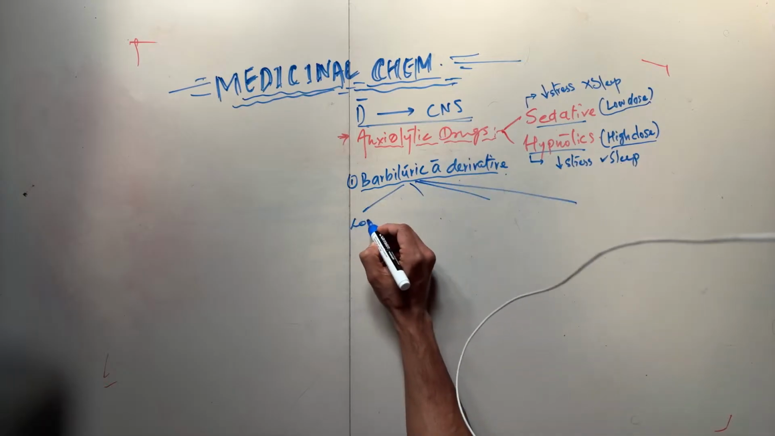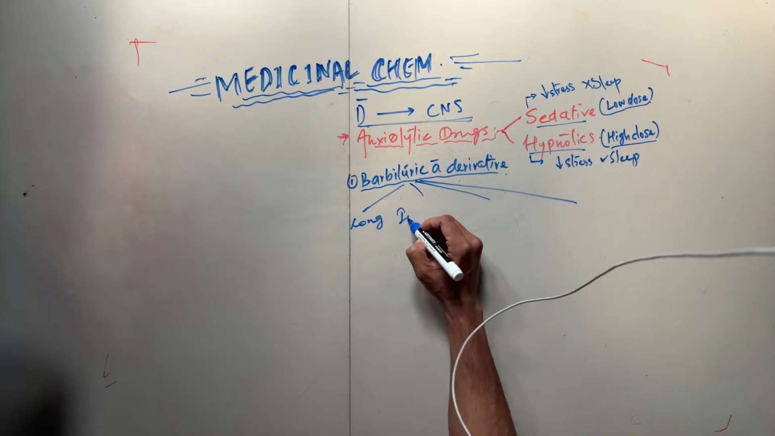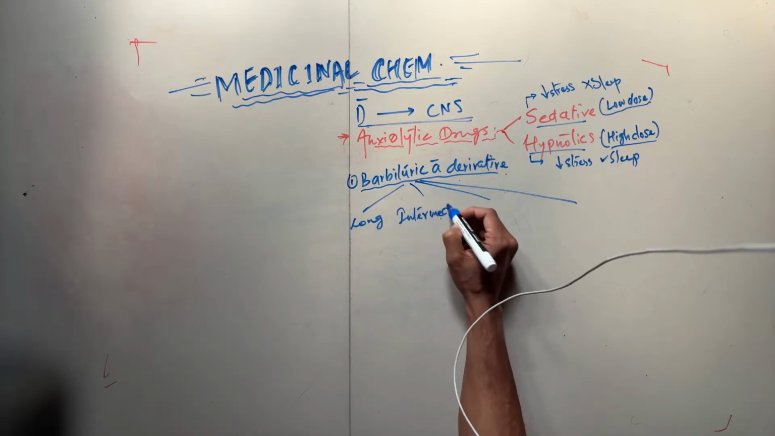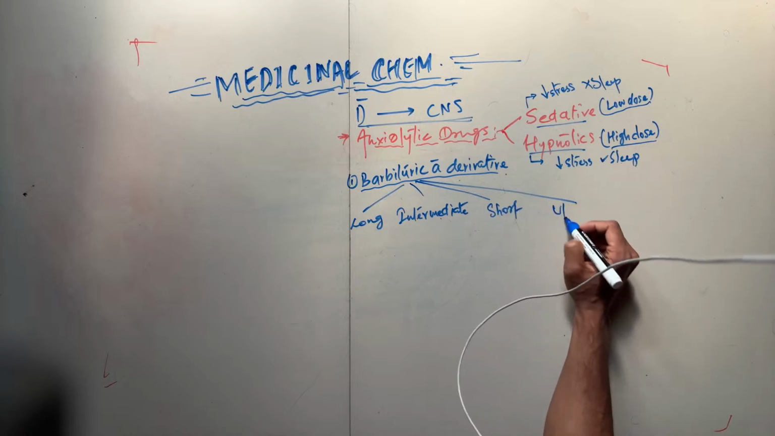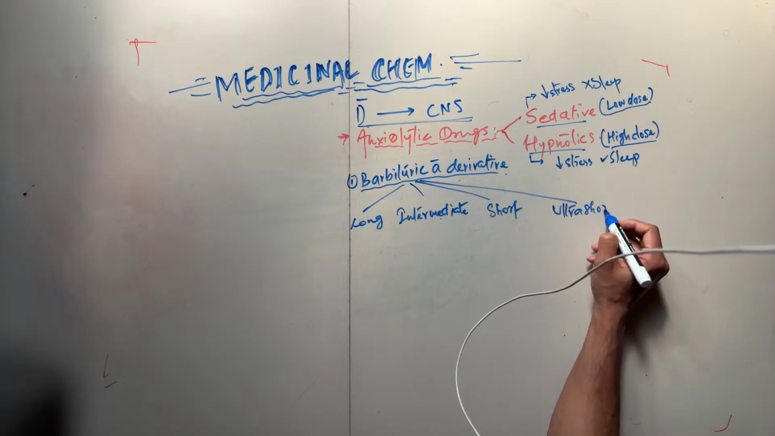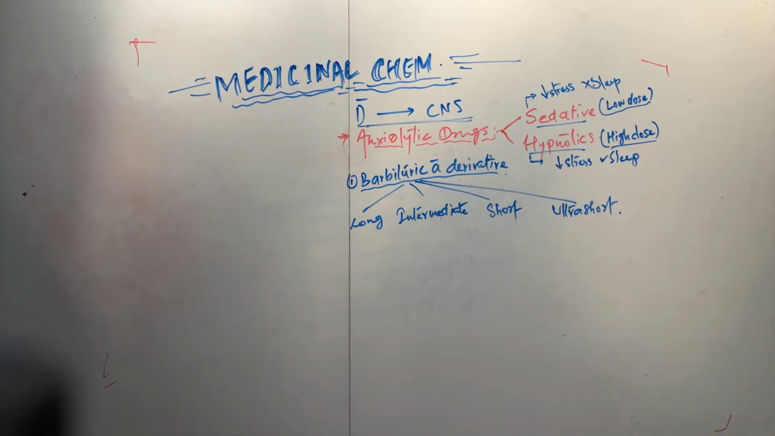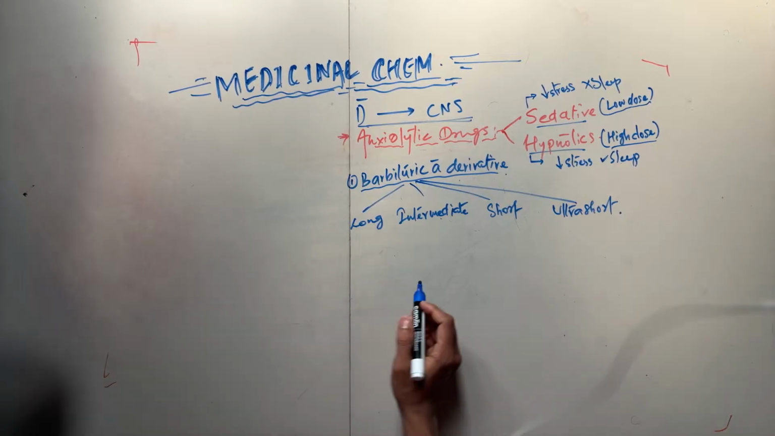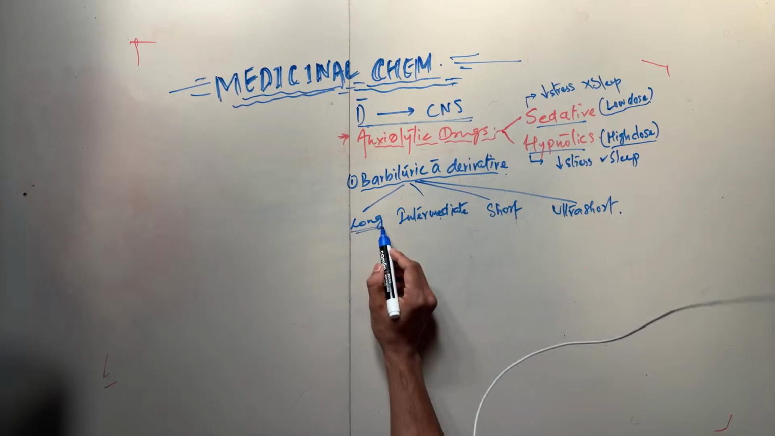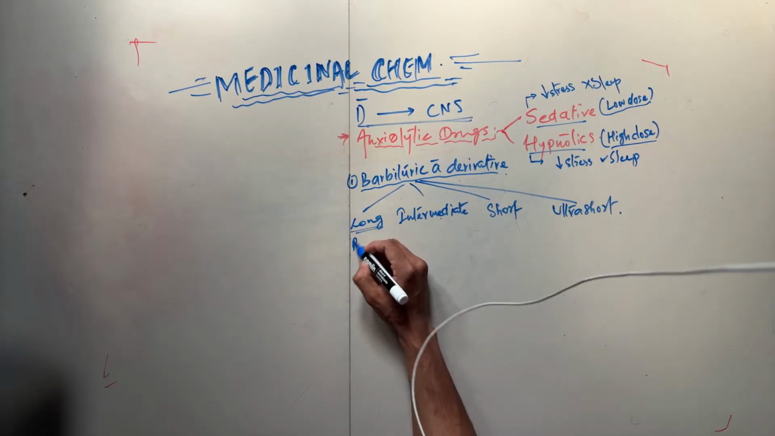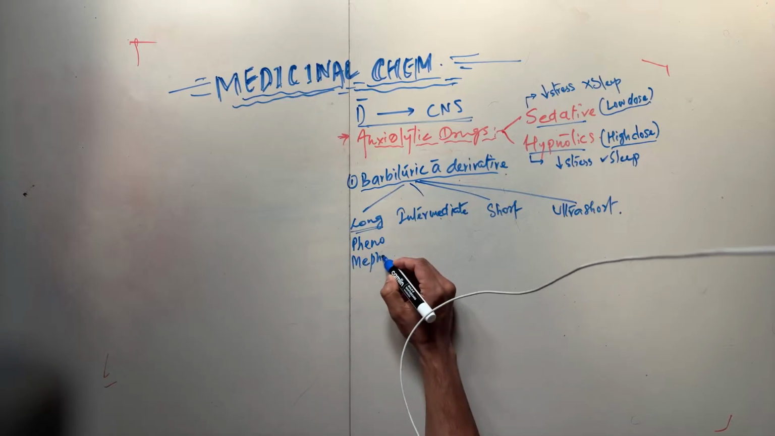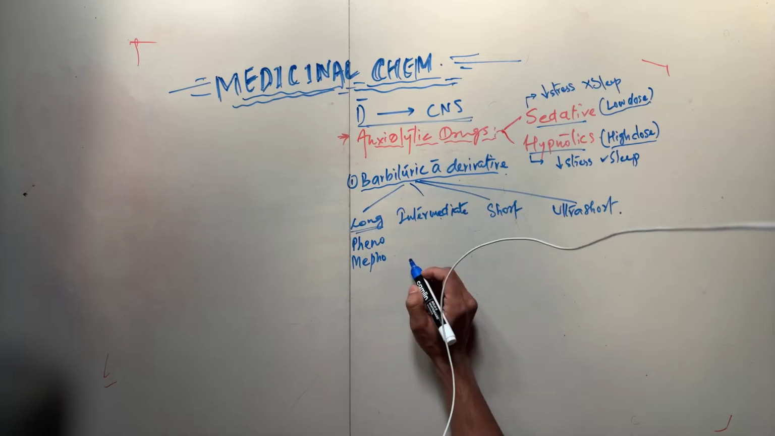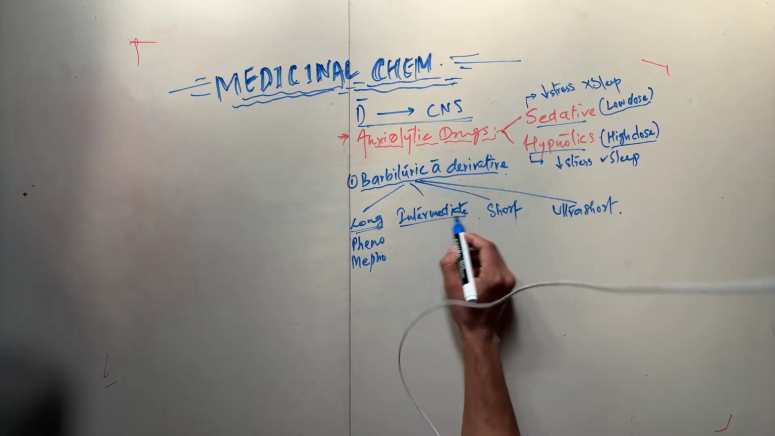Number 1 is long acting. Number 2 is intermediate acting. Number 3 is short acting. And number 4 is ultra short acting. Is it visible? Yes. Okay, good. So long acting barbituric acid derivative examples are phenobarbital and mephobarbital.